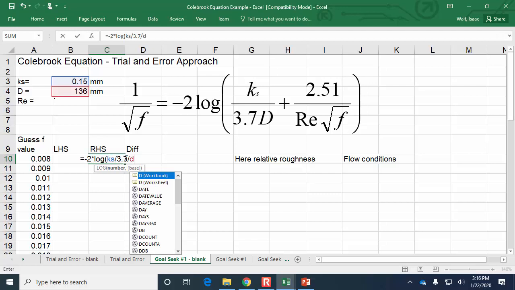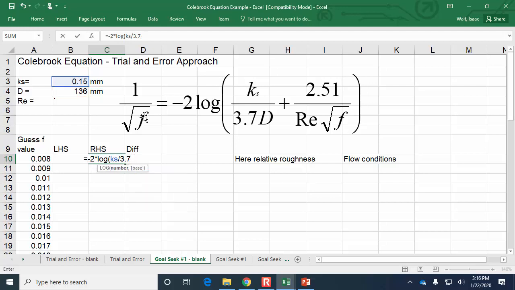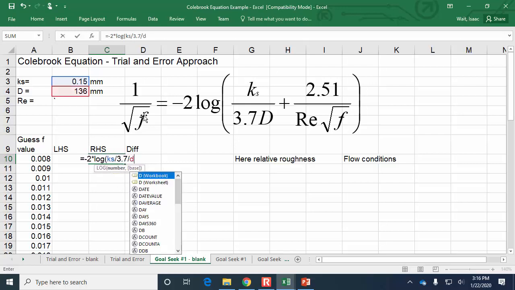Do you see what I did there when I divided twice? That's to avoid having to put in parentheses. I could have also said K sub S divided by 3.7 times D, close parenthesis, but it's fewer keystrokes if I just say divided by D, divided by 3.7 divided by D. And it's numerically equivalent.